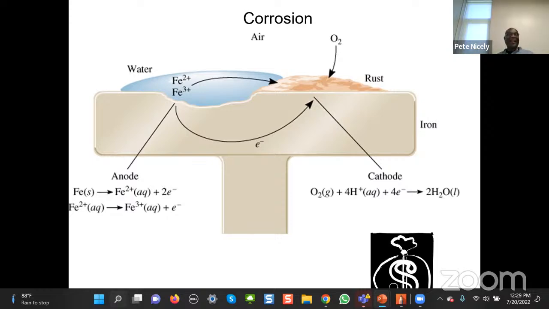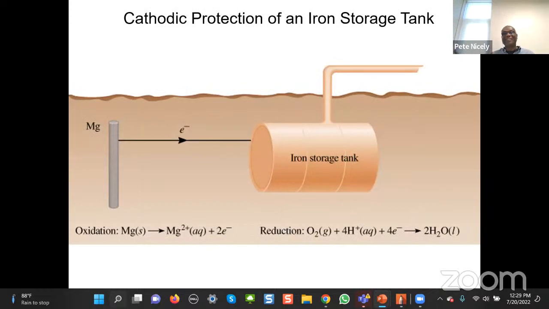Now, we can actually combat corrosion of this type by applying what is known as a sacrificial metal. So, for example, let's say you have an iron storage tank that you want to preserve, all right? It's subject to rusting, of course, because of exposure to the atmosphere and moisture. In order to prevent that, what you can do is connect that iron storage tank to a piece of magnesium by a wire, all right?